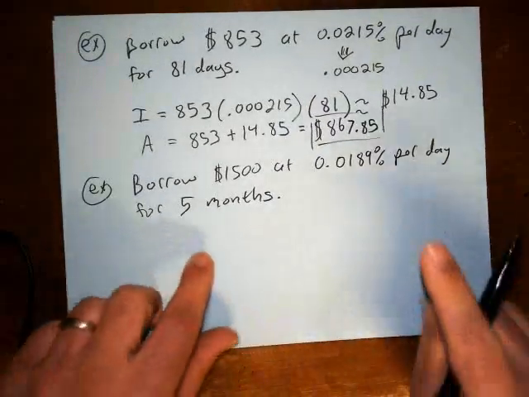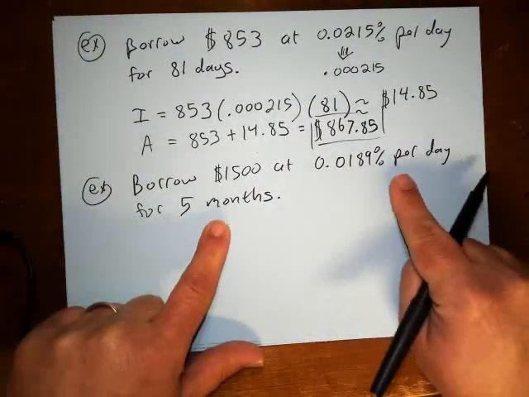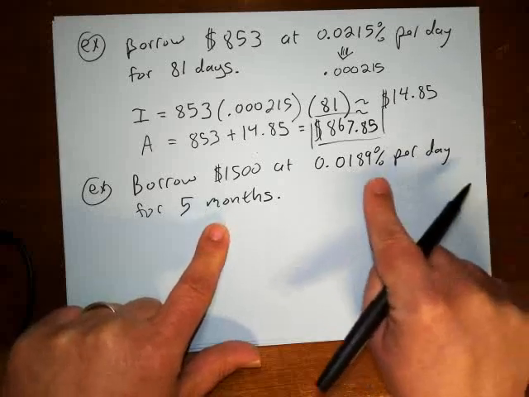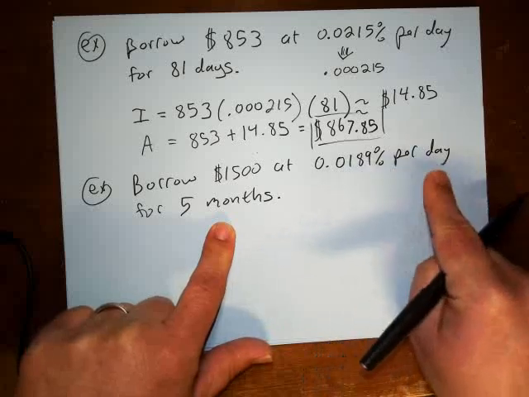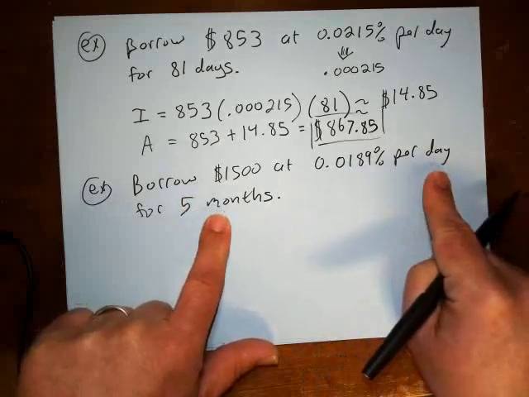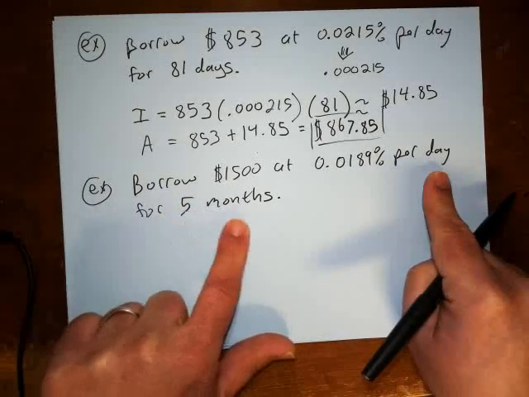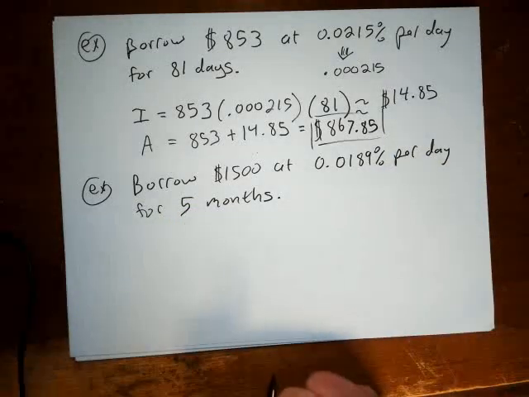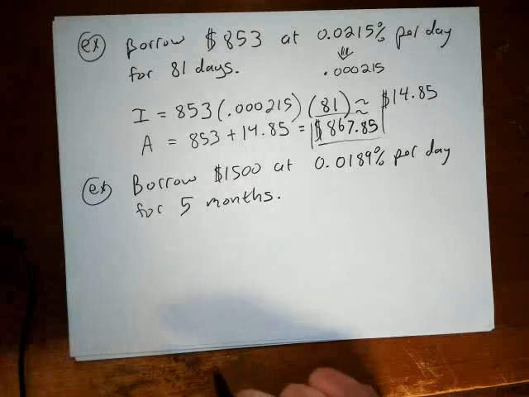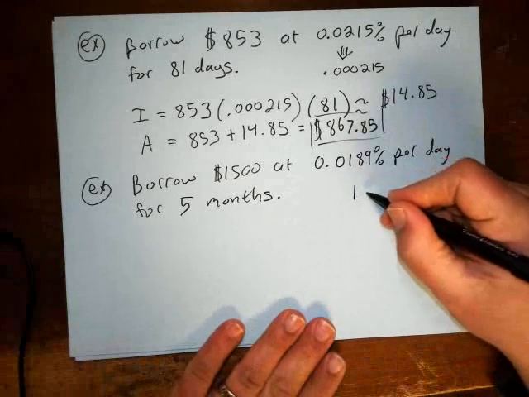And so I want to find the interest. Notice in this case, these no longer match, right? This is interest rate per day. This is the number of months. And so what I have to do is convert 5 months into the number of days. And this is where we're going to need that banker's rule again, right?